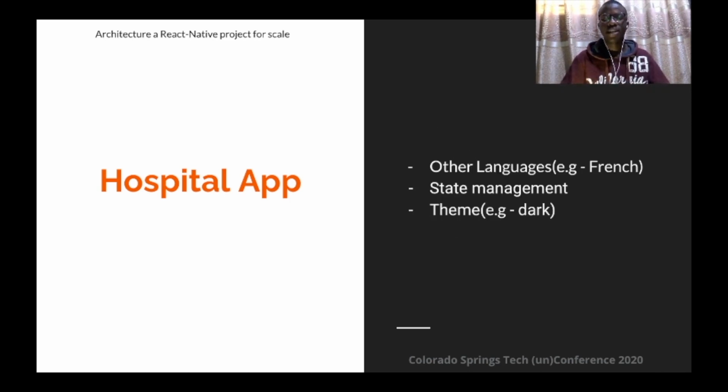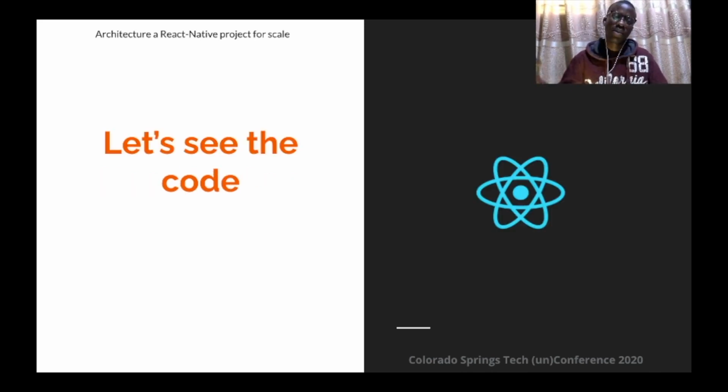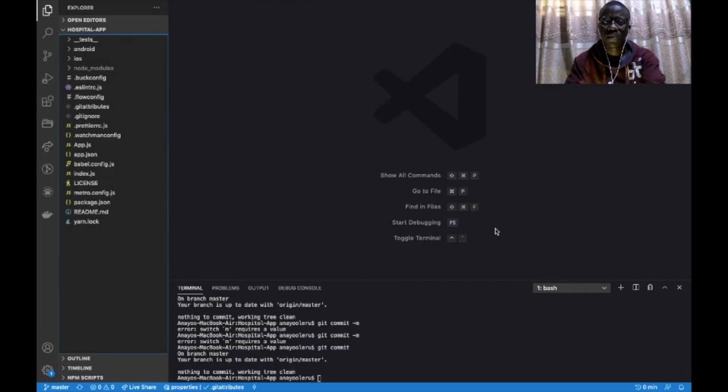So we'll add other languages, probably French, we'll add state management, and we'll add team to it. And then we'll see how the application will fare, or how scalable it will be, with this principle of scalability we discussed earlier. So now let's see the code, right?